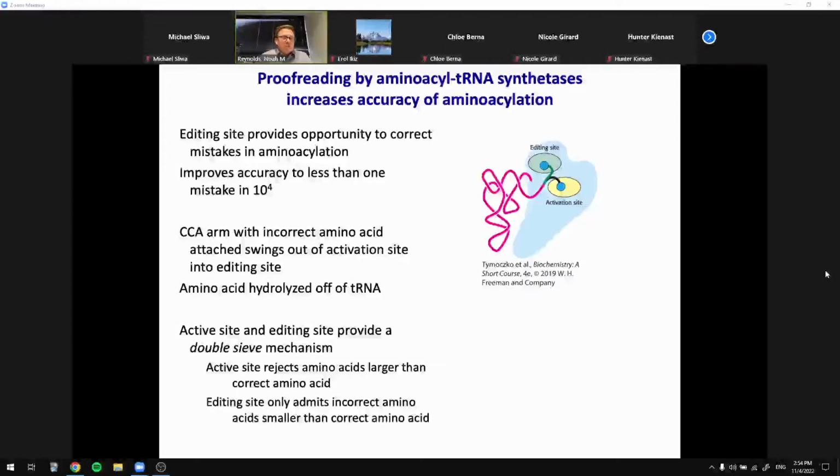And then anything that's smaller, so the right amino acid or anything that's smaller, can get in the active site and get activated. But then we have an editing site, which is like another layer of that sieve or that netting that's a little bit smaller. And then in this case, your amino acid that you want is now too big to fit in the editing site. And so anything that's smaller gets put in the editing site and then can be hydrolyzed off. And then if you hydrolyze those off, now what you're left with only is your correct amino acid.